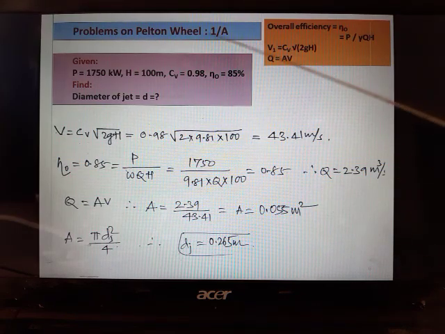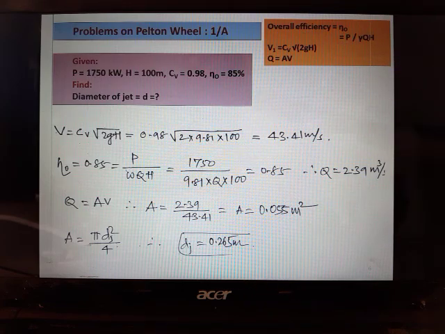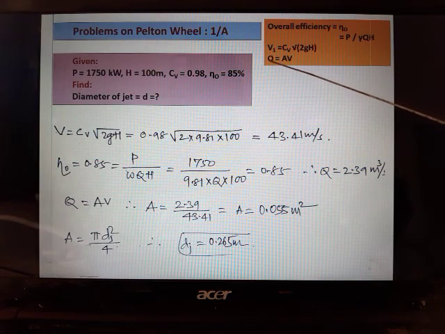So the relations that we have used in this problem: overall efficiency eta equal to P by gamma QH, V1 the velocity of the jet is CV root 2gH, and the simple continuity equation Q equal to AV.